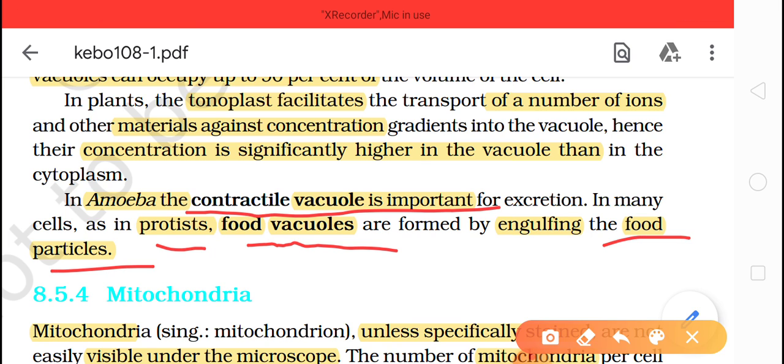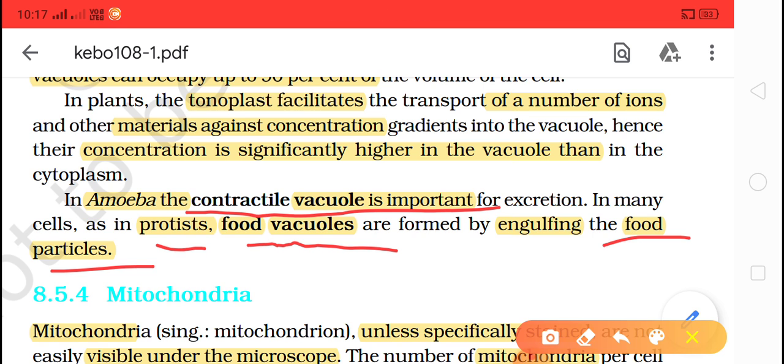Okay, so these are two examples of vacuoles. Basically, a 1 mark question may be asked: name the vacuole found in amoeba and what is the function of the contractile vacuole. Same for protista: name the vacuole found in protists, that is food vacuoles, and the function of food vacuoles is to engulf food particles.